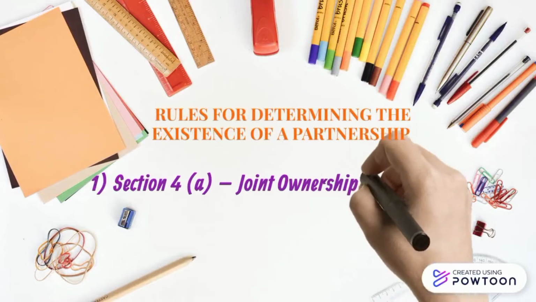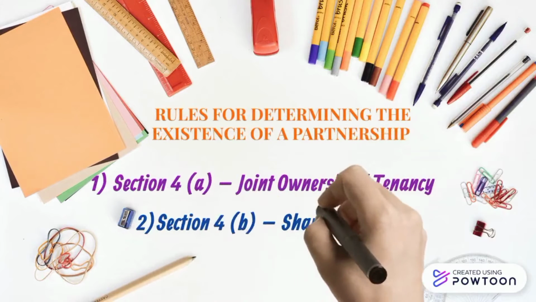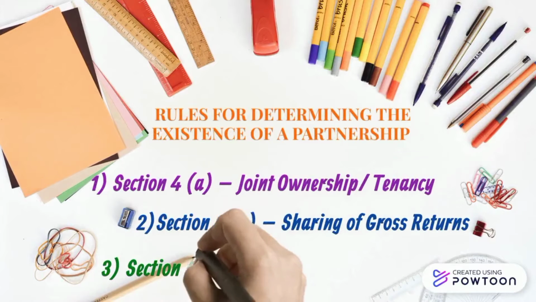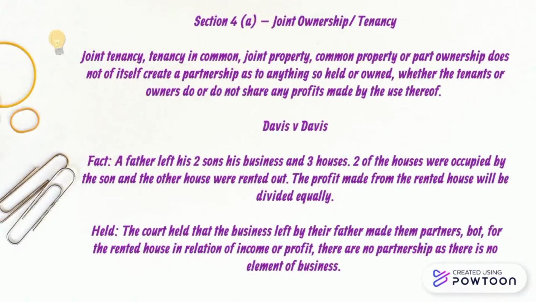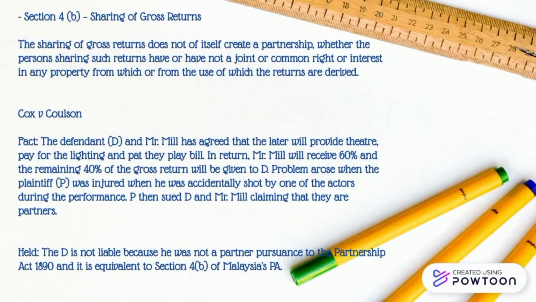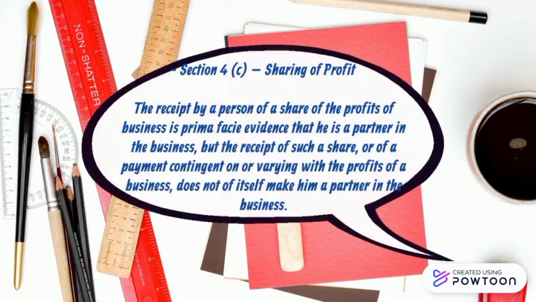And there are few rules for determining the existence of a partnership. The first one is the Section 4, Subsection A, joint ownership or tenancy. The second one is Section 4, Subsection B, sharing of gross returns. And the third one is Section 4C, sharing of profit.